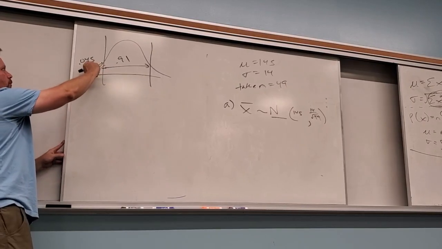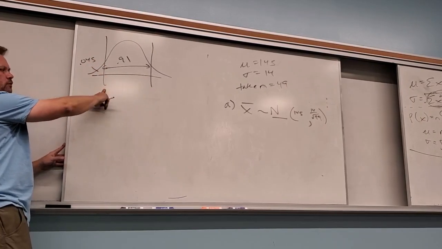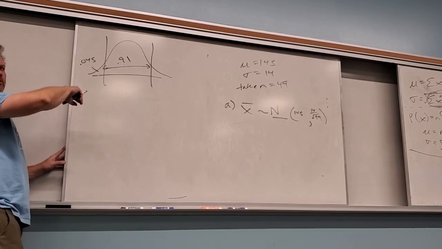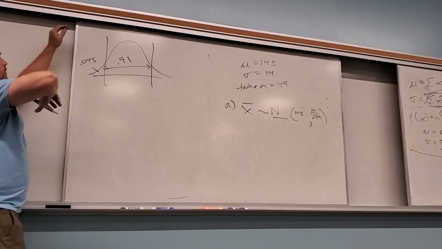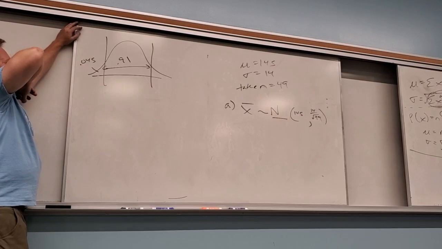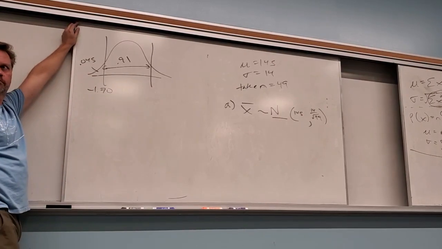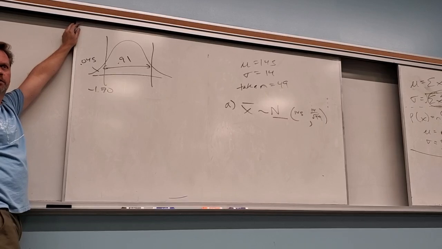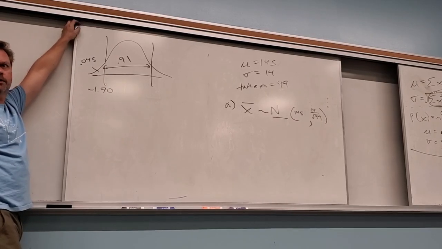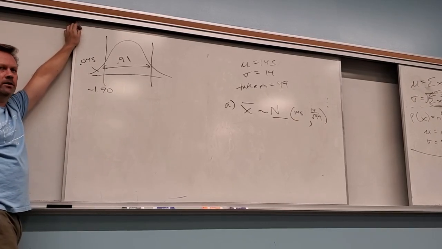So 0.045, I think it's 1.7, is that right? Or is that a different problem I'm thinking of? I can't remember. I think it's 1.7, is the closest, I think. But I could be wrong. I've been wrong before, and I'll be wrong again.